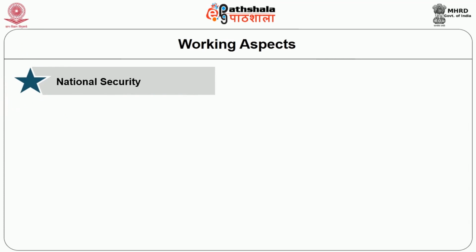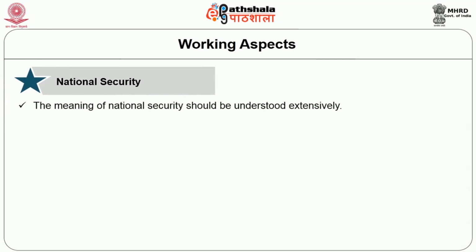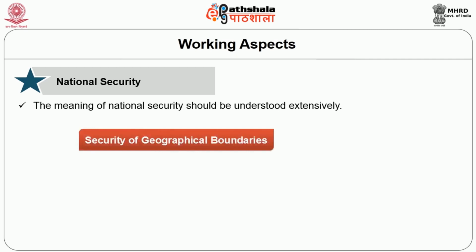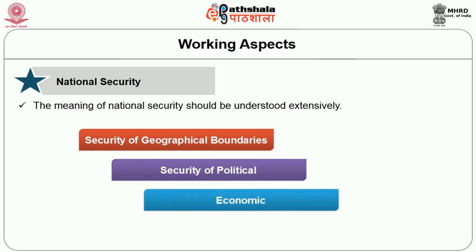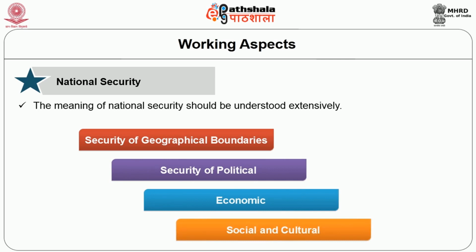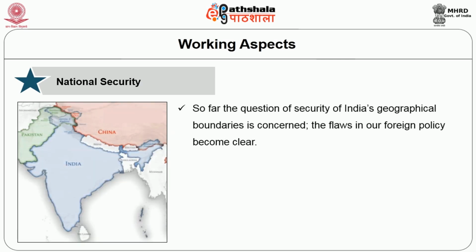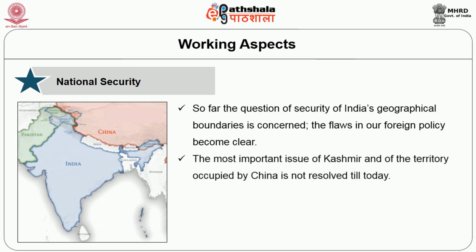National security. Before studying about national security, it is important to know that in the present context, the meaning of national security should be understood extensively. In national security, besides the security of geographical boundaries, the security of political, economic, social and cultural aspects is also included. So far as the question of security of India's geographical boundaries is concerned, the flaws in our foreign policy become clear. The most important issue of Kashmir and of the territory occupied by China is not resolved till today.